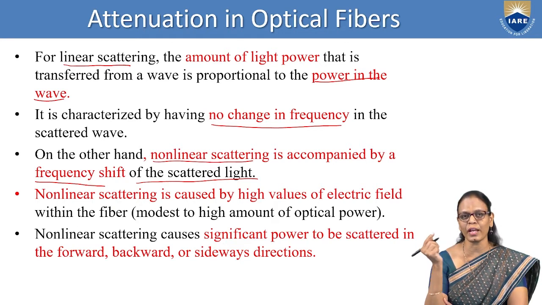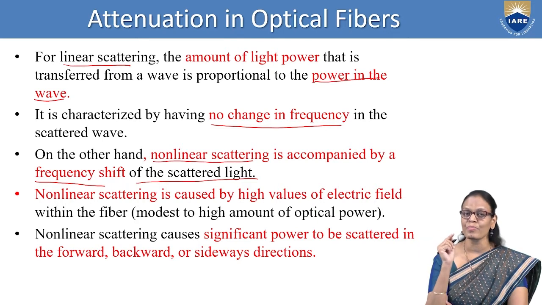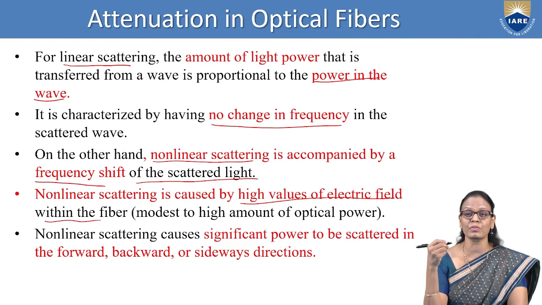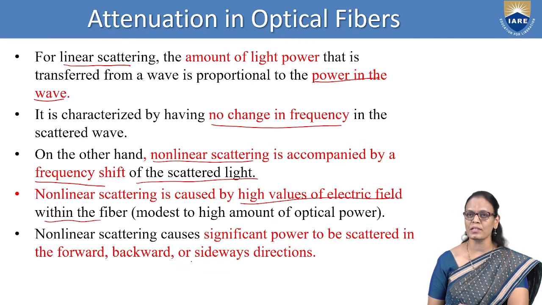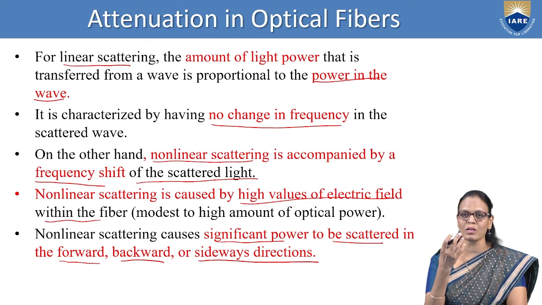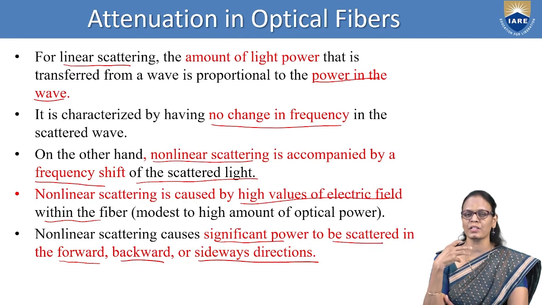In linear scattering, there is no change in frequency of the scattered wave, but in nonlinear scattering, the frequency of the scattered wave changes. Nonlinear scattering is caused by high values of electric field within the fiber. When the fiber is subjected to high values of electric field, this nonlinear scattering occurs, and it causes significant power to be scattered in all directions: forward, backward and sideward. So it is scattered into the surroundings in different directions.